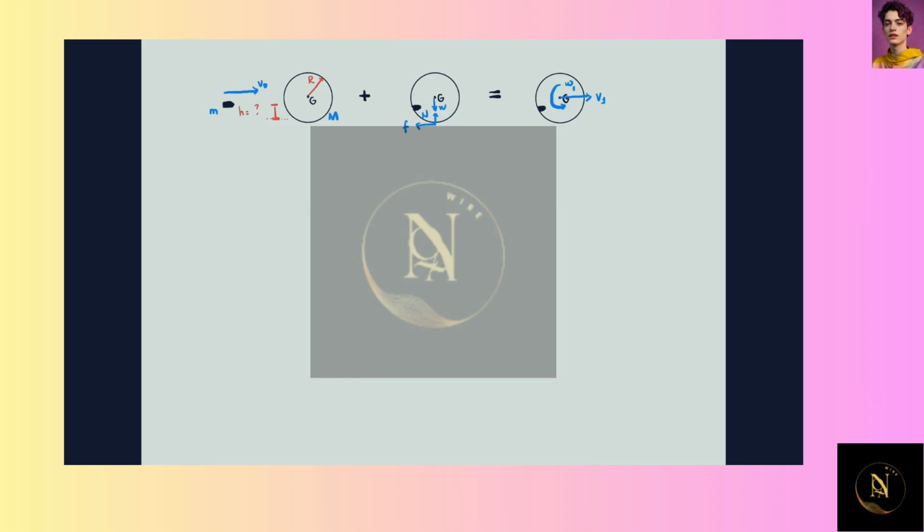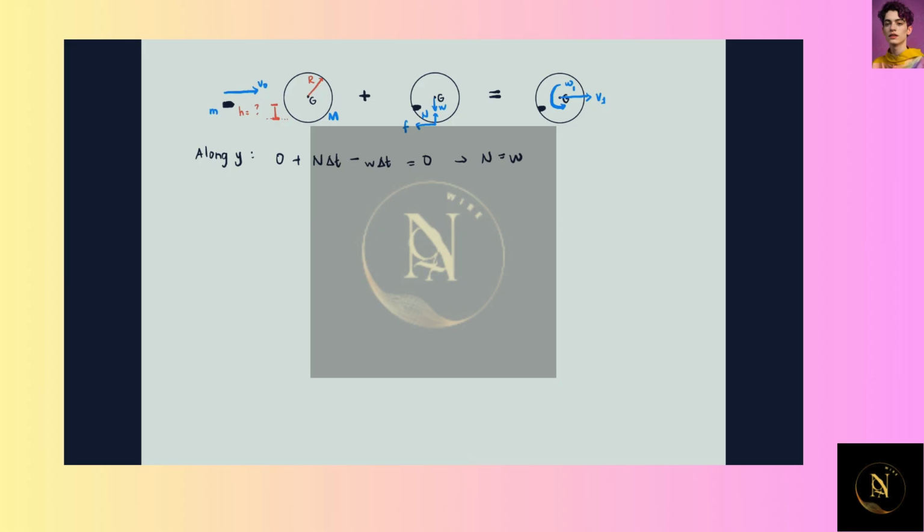Applying the impulse-momentum theorem, we'll have an equation along y and an equation along x. Along y, our equation would be 0 plus the normal force times the time interval minus the weight times the time interval equals 0. This means that the normal force is equal to the weight.